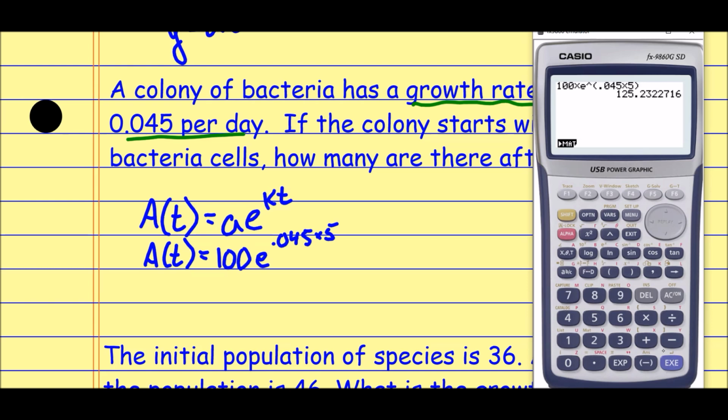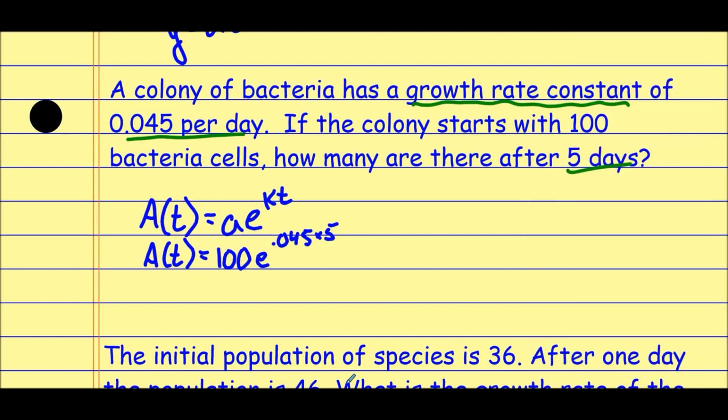One of the things that you might want to consider doing is doing the 0.045 times 5 on your own, and writing that down, and then doing the 100 times e raised to the power, and then you could punch in that 0.225, or you can use the answer button, which will plug in your previous answer. Notice it gives you the same thing, but just be aware of that. If you're going to punch this all in one shot, use parentheses around that exponent. And I'm going to round this to the nearest whole number because we're talking about bacteria, so I'm going to say 125.